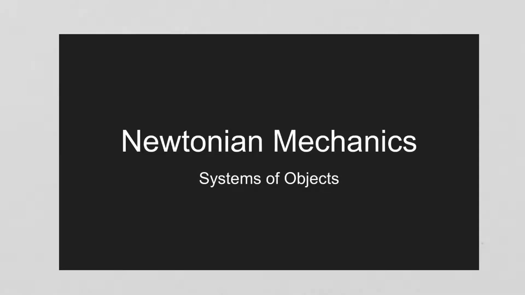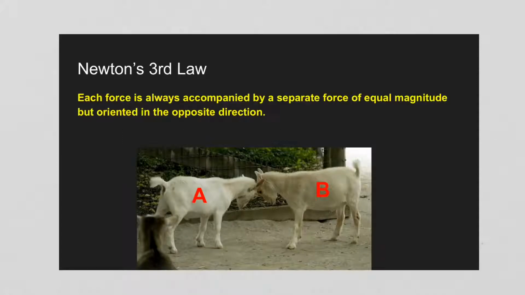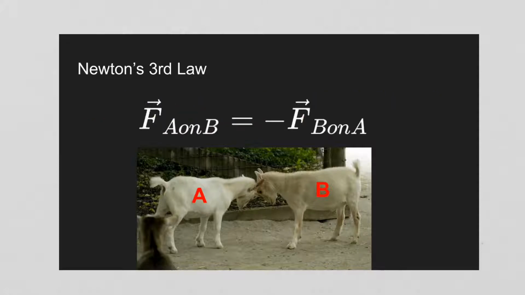We're going to continue. We're going to go back to Newtonian mechanics, except now we're going to look at a systems approach for objects. We're going to start with Newton's third law. So if we have two things that are hitting each other, goats in this case, A hits B, B hits A. Each force is always accompanied by a separate force of equal magnitude.